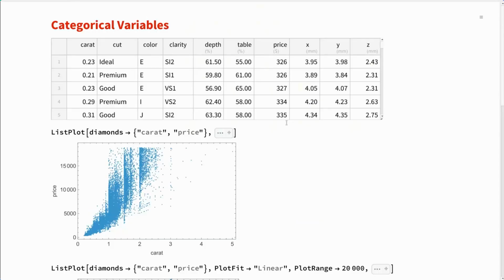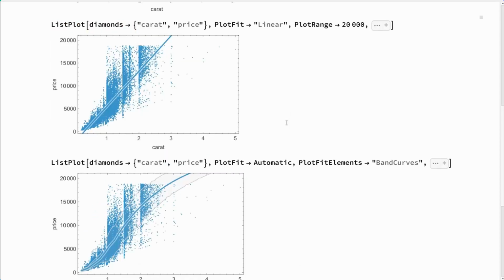Let's start with carat, since it plays a big role in how much a diamond costs. Carat against price is one of the plots that we can do directly from this data set. So let's do that. Here we are using the new syntax for plotting tabular columns against each other in this first plot. Now, if we do a linear fit curve and set the plot range to filter outliers, we can see that the relationship is not quite linear. We can also do an automatic fit for comparison, and I'm adding the 95% confidence bands using the PlotFitElements option by setting its band curves.